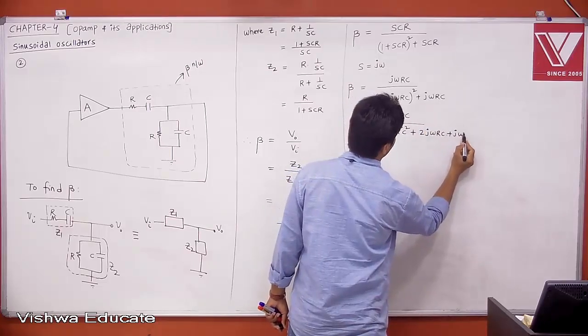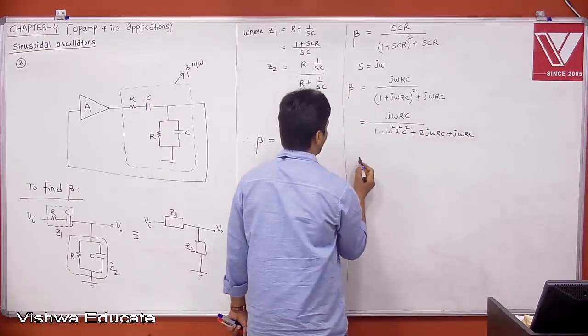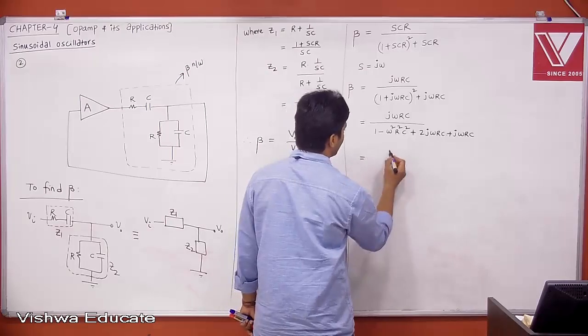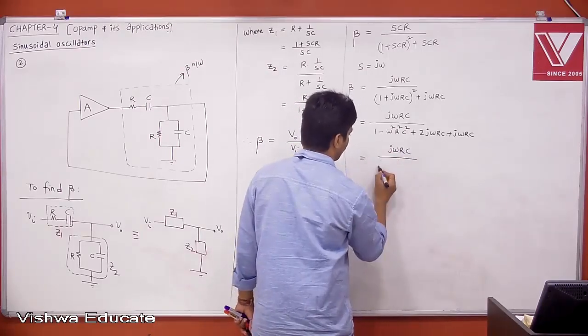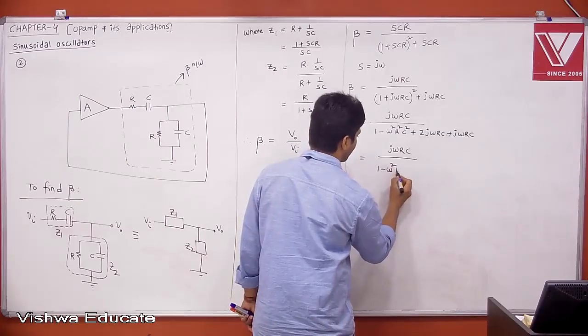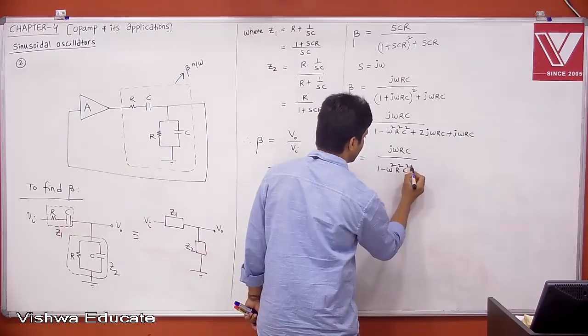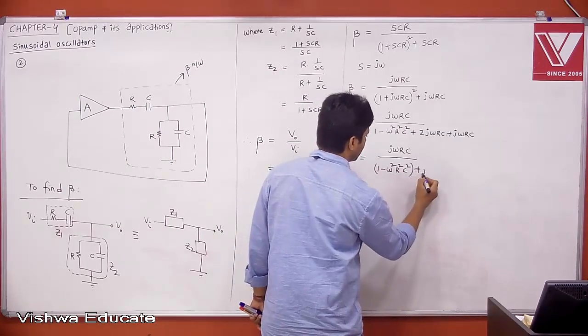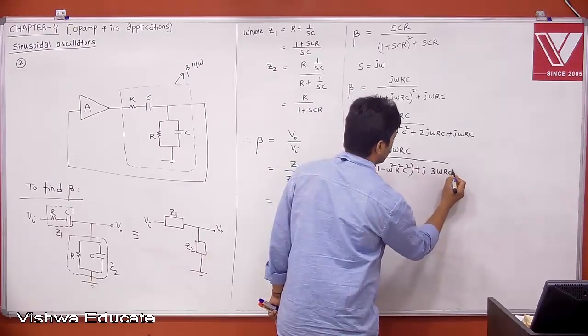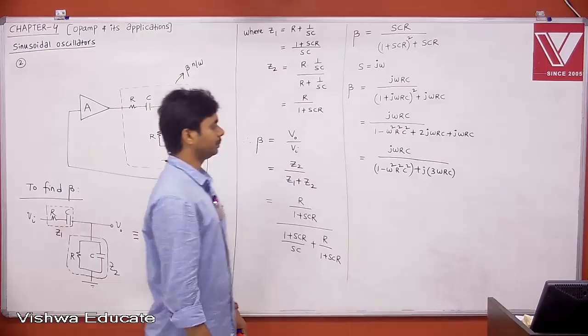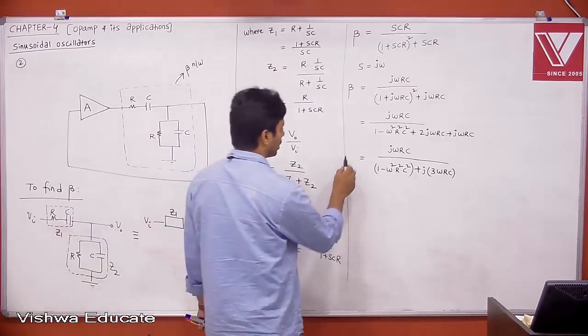I think you can add, that we will do in the next step. Therefore beta is nothing but J omega RC divided by 1 minus omega square R square C square plus J into 3 omega RC. This is our beta.